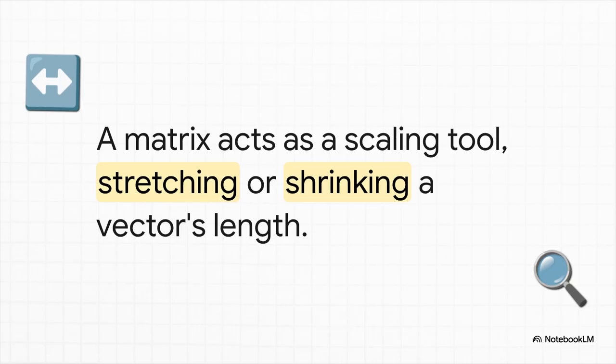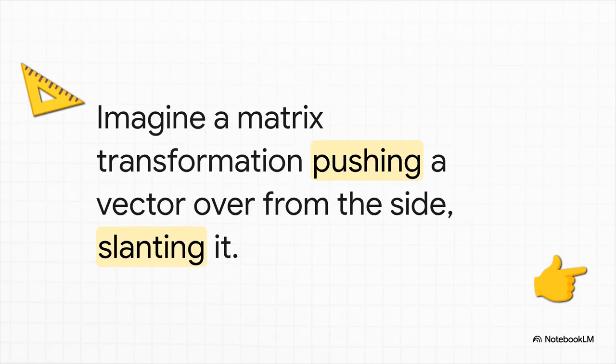Then you've got dilation. In this case, the matrix acts like a scaling tool. It can take a vector and either stretch it way out, making it longer, or shrink it down, making it shorter, all while it keeps pointing along the very same line. And this one's kind of wild. It's called shear. Imagine your vector is just standing straight up, and the matrix transformation just comes along and pushes it over from the side. It actually gets slanted. The bottom stays put, but the top moves, changing its whole orientation.